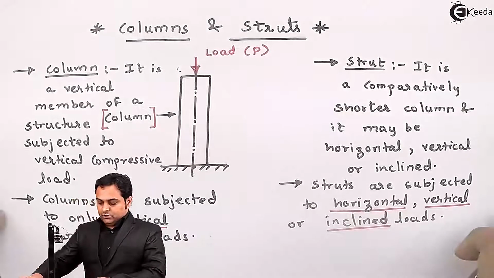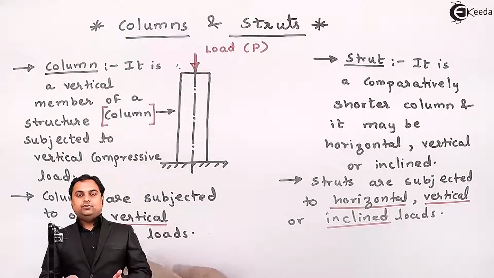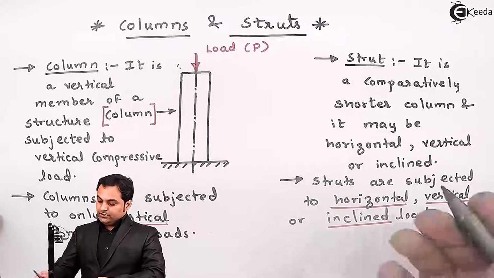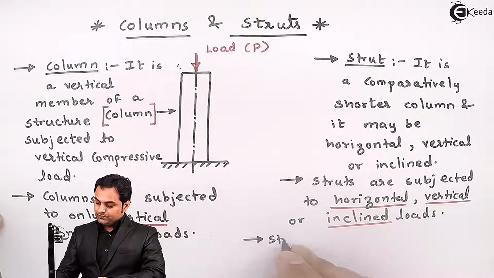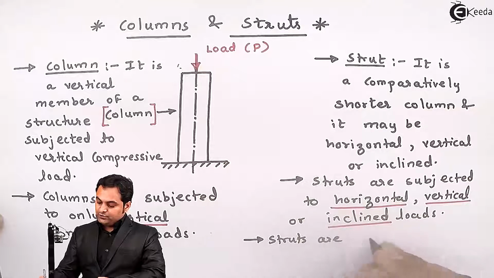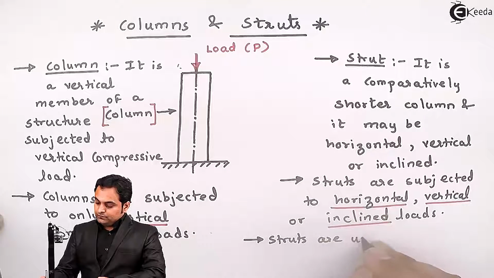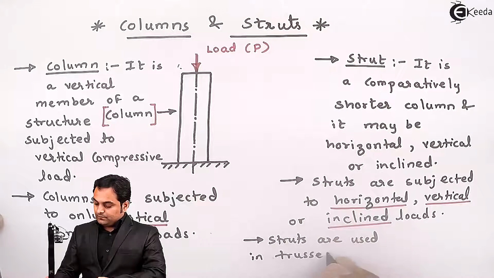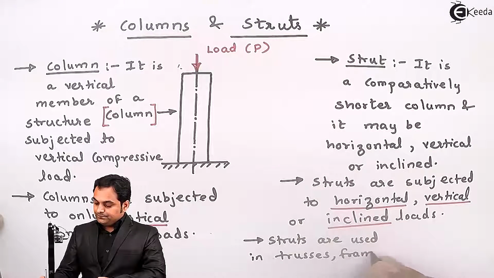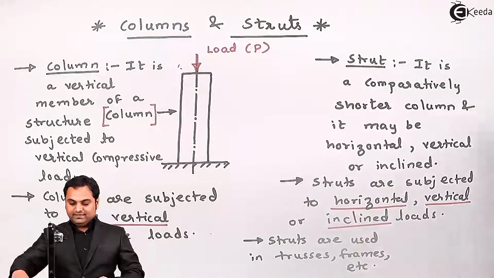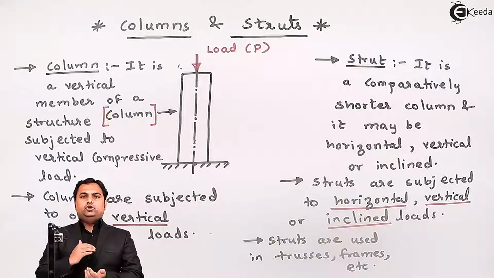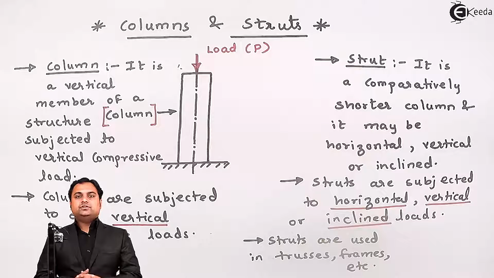Next, columns, as I have told, are structural members used in case of buildings to support a structure. Struts are used in trusses, frames, etc. And as I have explained, a column means a vertical member having comparatively longer length compared to the strut.